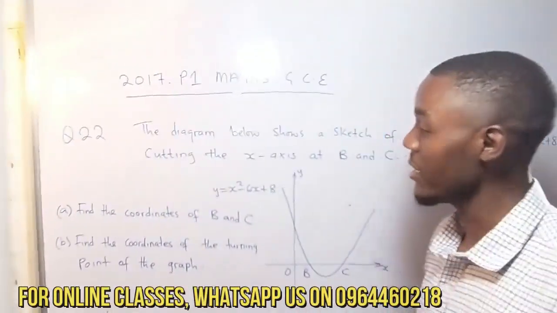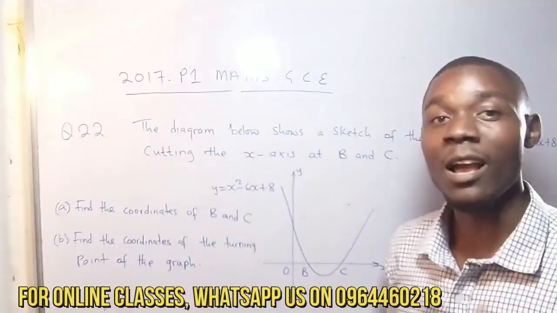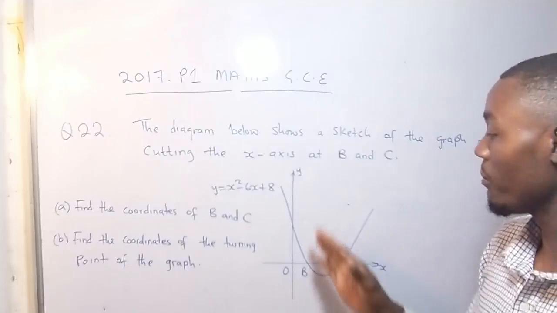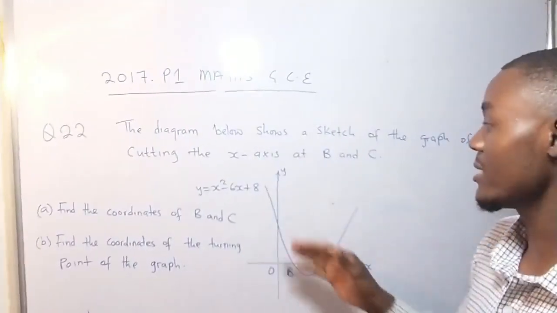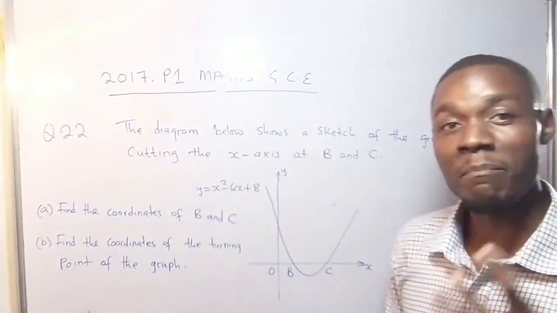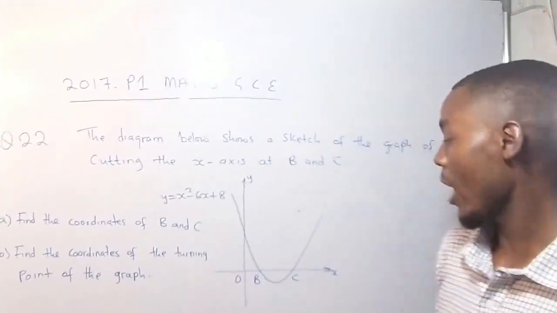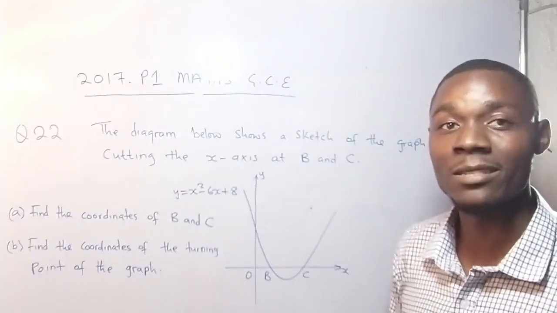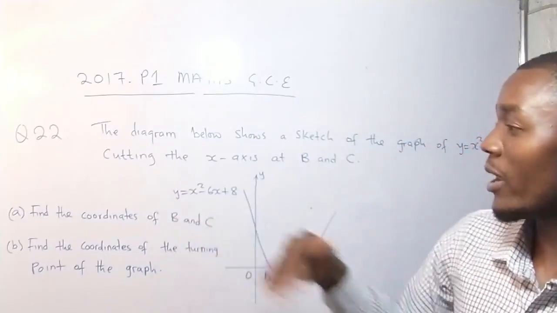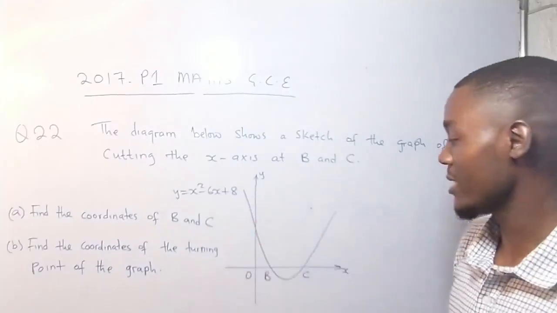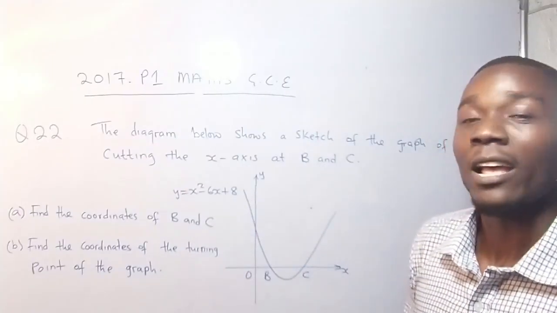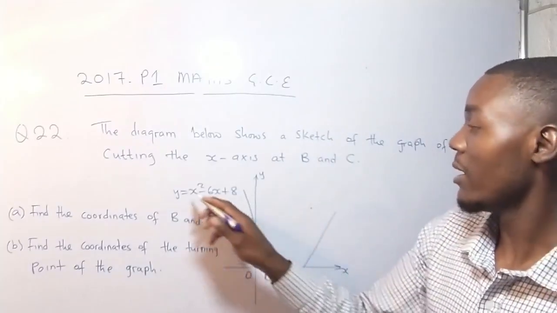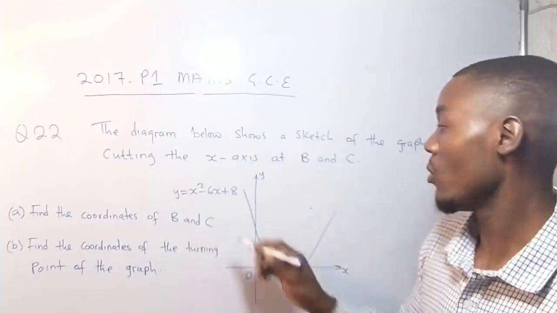The basic principle when finding the coordinates of the points on a graph is to look at the two axes, the x-axis and the y-axis. We all know that the value of y on the x-axis is always equal to 0. So when looking at the coordinates of B and C, since they lie on the x-axis, we are simply going to replace the value of y with 0.